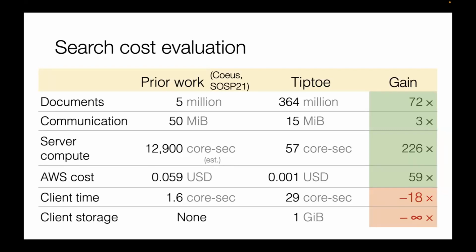One downside here is that the TIPTO client has to perform roughly 30 core seconds of work, but much of this work can actually happen ahead of time before the client knows what it wants to query. And our client also has this relatively large 1 gigabyte of storage, which corresponds exactly to the semantic embedding function, the list of cluster centroids, and then the cryptographic hints that we just saw.